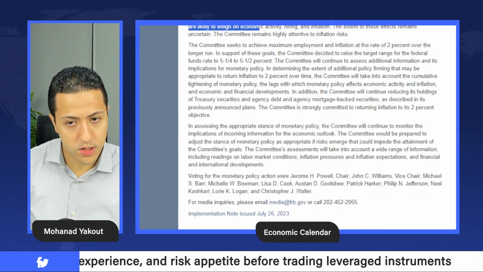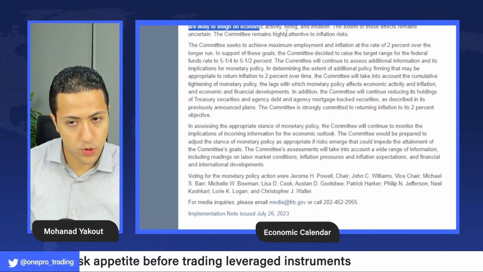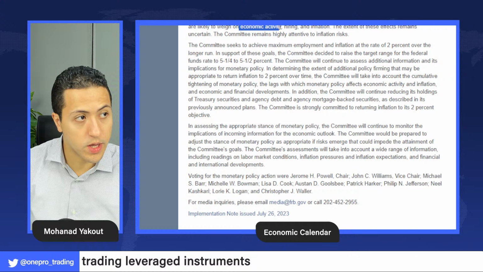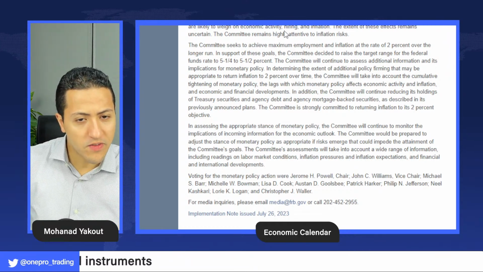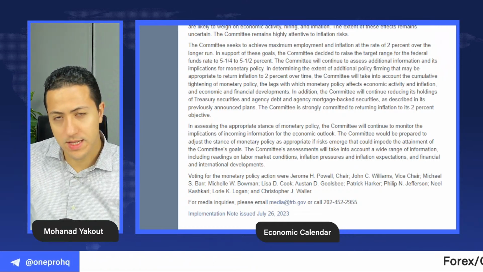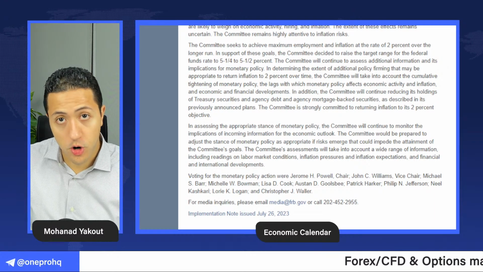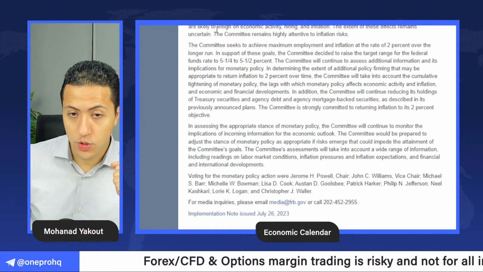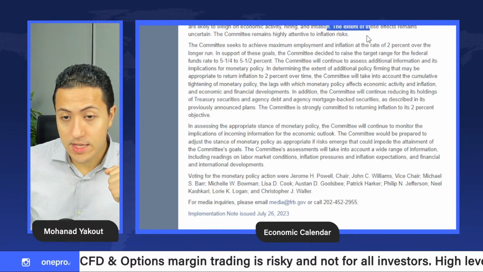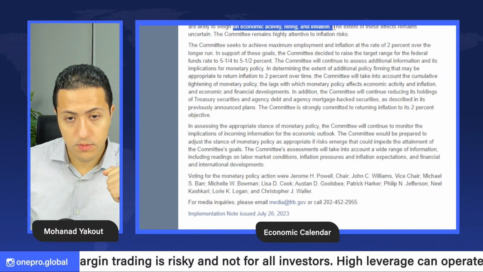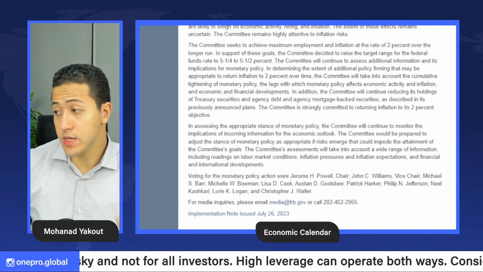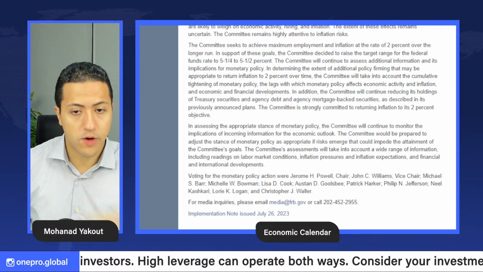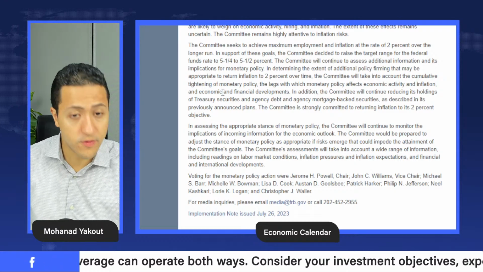Tighter credit conditions for households and businesses are likely to weigh on consumer activity. They have been mentioning that the US banking system is sound and resilient since March, when we had some issues and troubles with the banking system in the US. The extent of these effects remains uncertain, and the committee remains highly attentive to inflation risks. Guys, another paragraph, which is a complete copy paste from the previous statement.